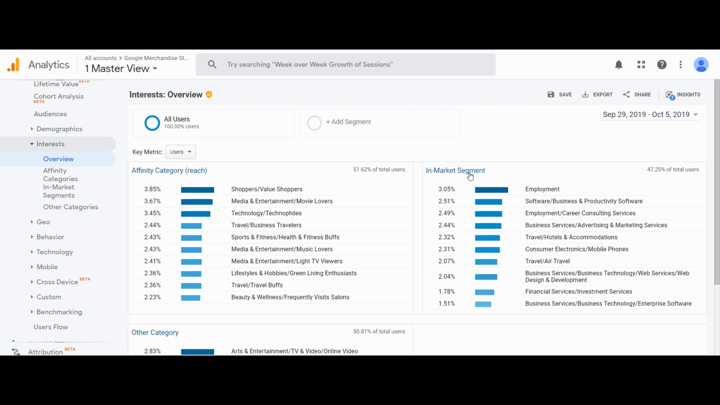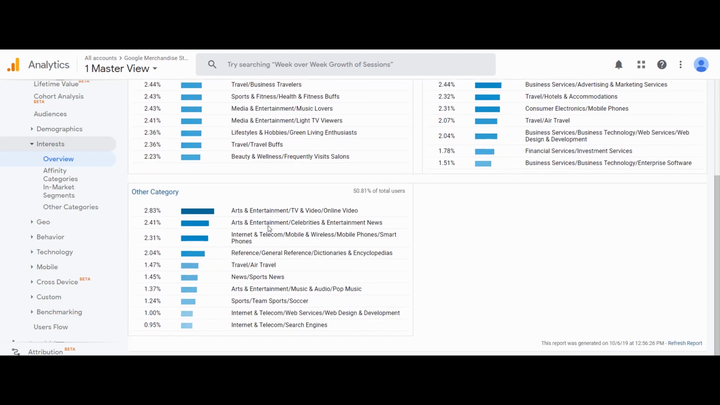In-market segment represents those users who have shown interest or are planning to buy some product. Maximum users are looking for employment, followed by software and productivity software, and others. We have a few other categories to understand our audience.